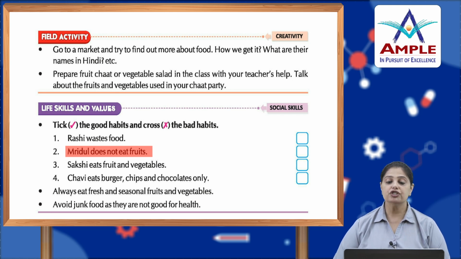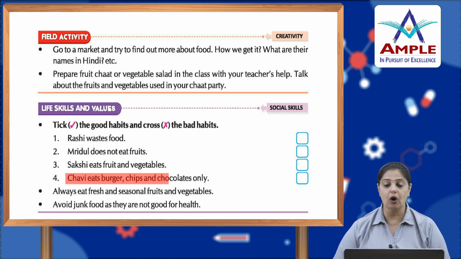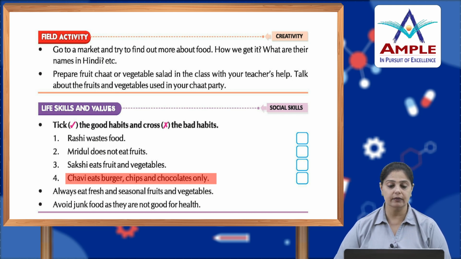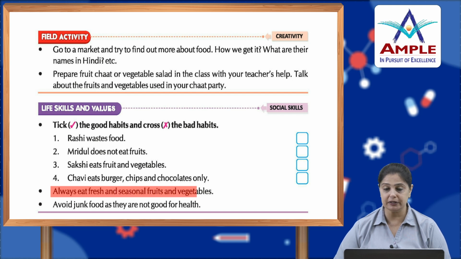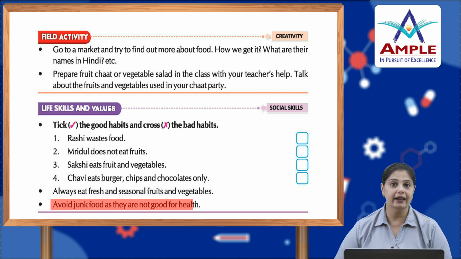Okay. Chavi eats burgers, chips and chocolates only. That's a bad habit. Okay. You cannot have them at all times. You need a proper balanced diet to stay strong and fit and healthy. Okay. Always eat fresh and seasonal fruits and vegetables. Avoid junk food as it is not good for health.